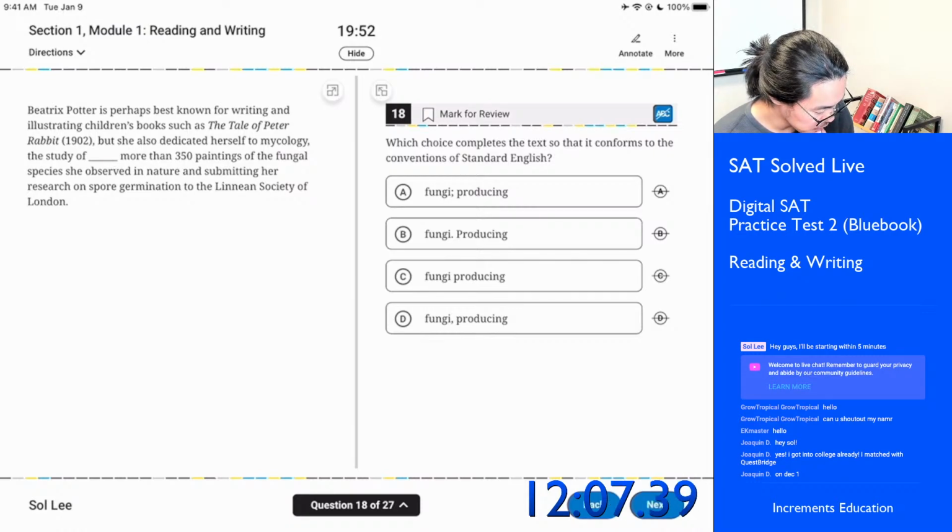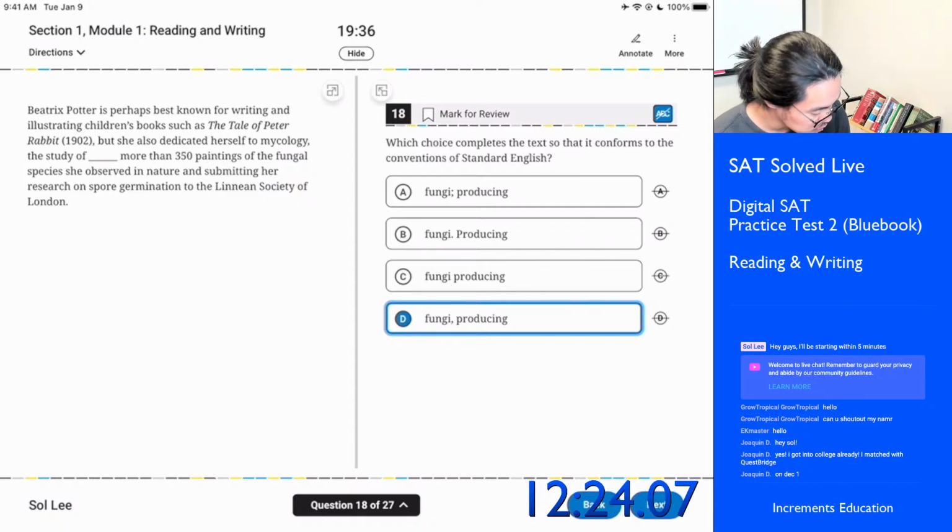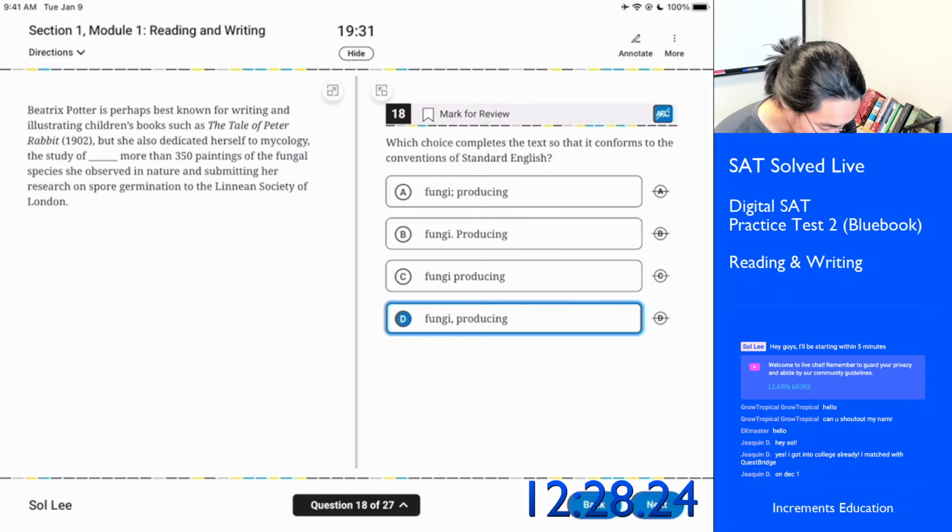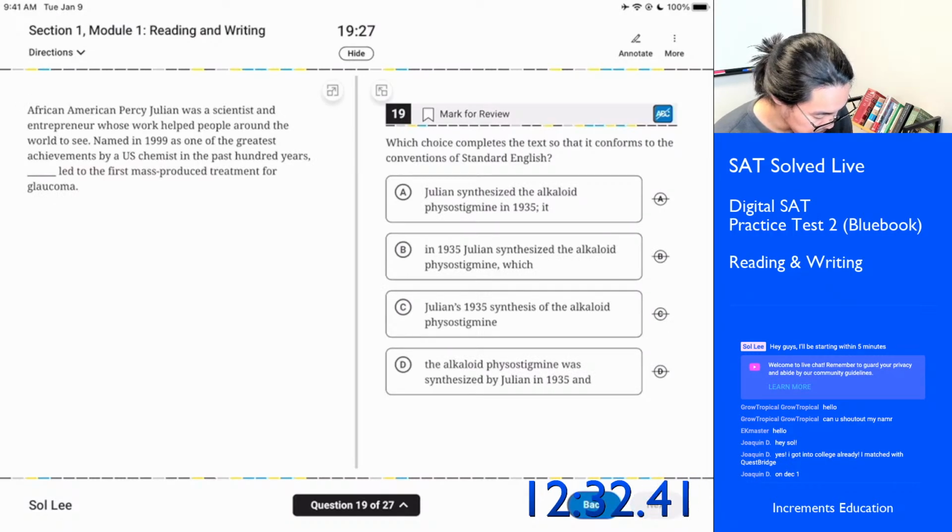Beatrice Potter is best known for the writing, but she dedicated herself to mycology, the study of fungi. Producing more than she observed in nature, comma, producing more than 350 paintings of the fungal species she observed in nature and submitting her. Okay, that's a parallel structure. There's two participial phrases. We're moving.